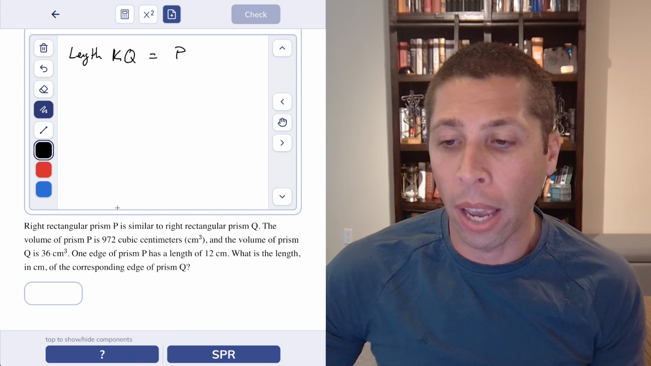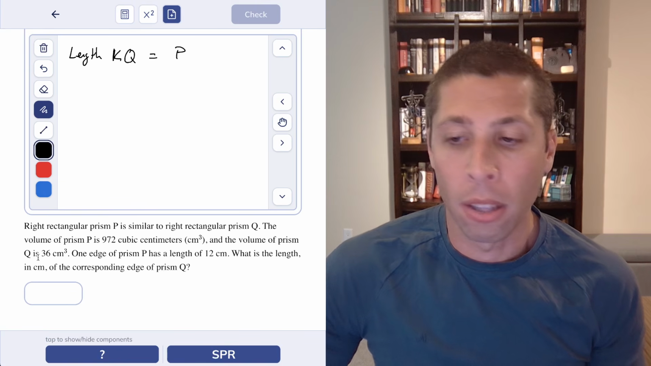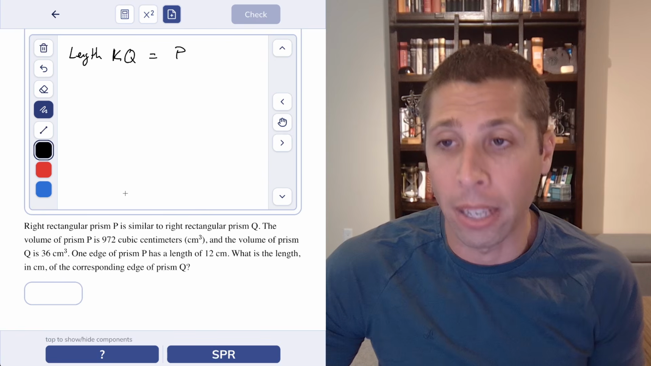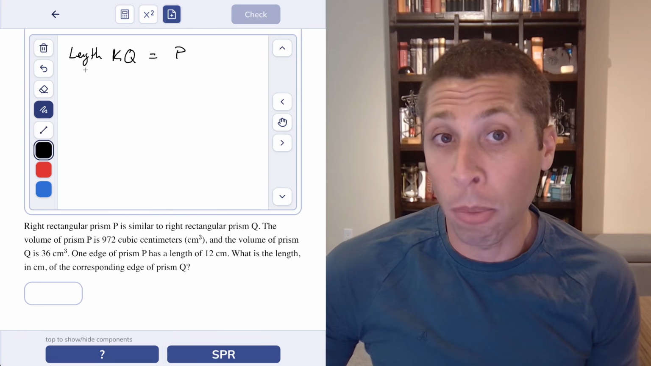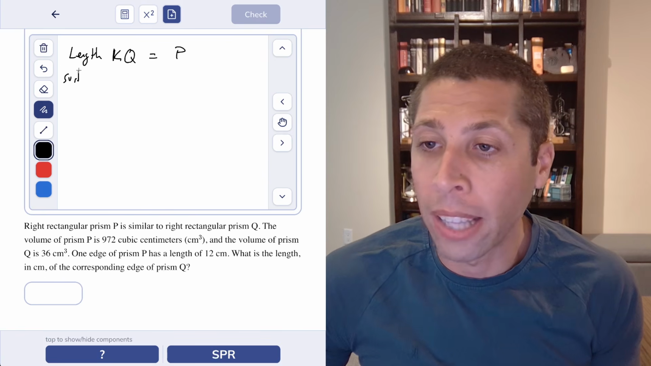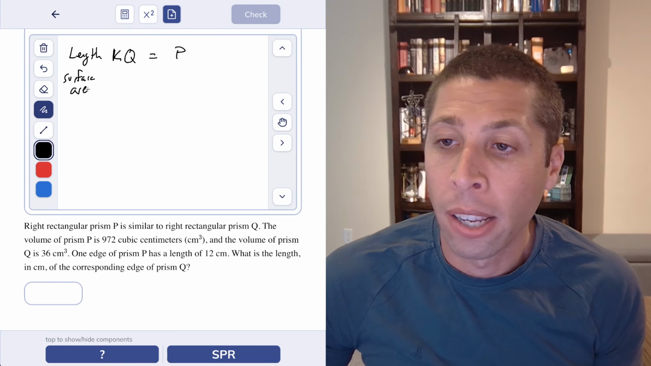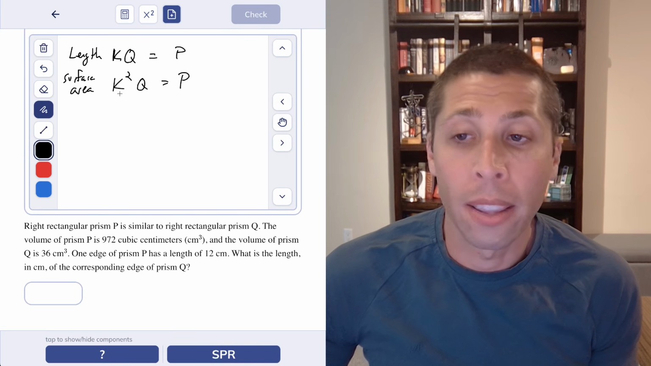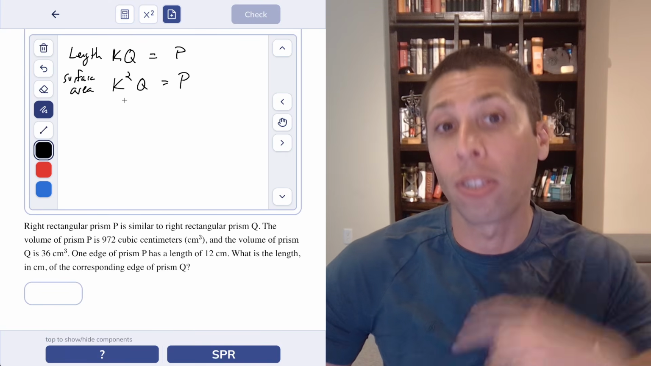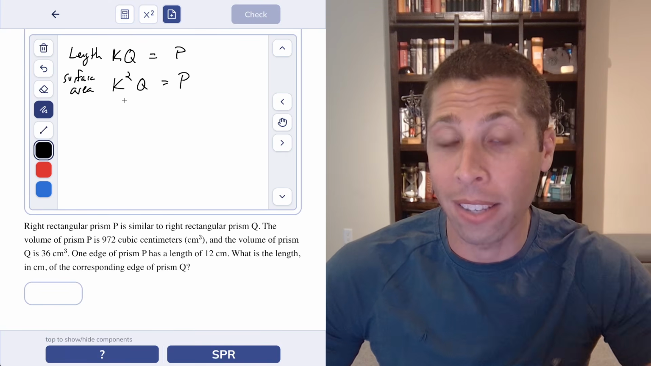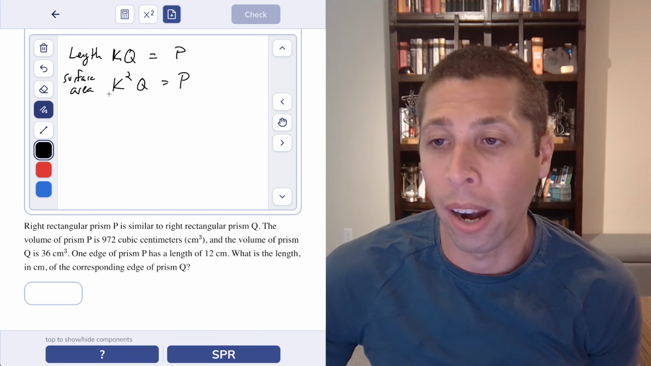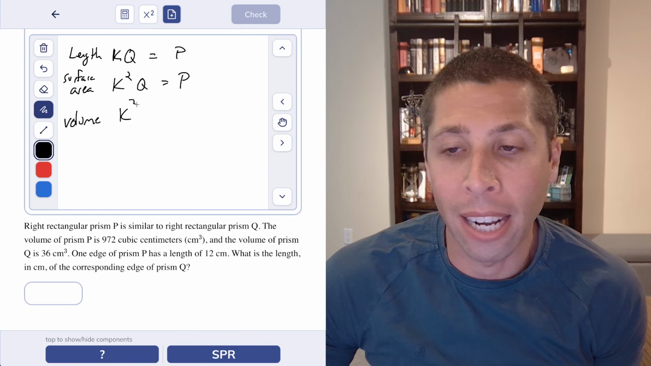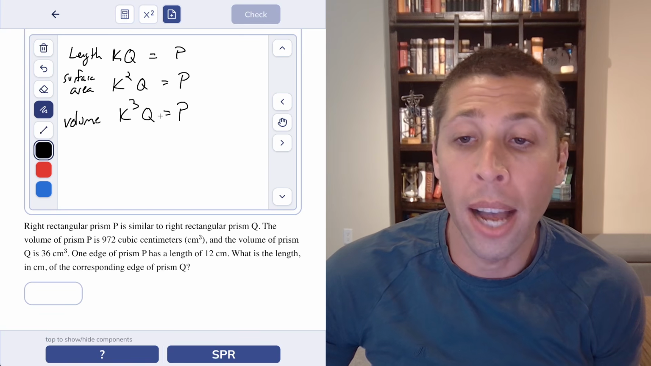So you might be thinking, okay, well, it says P is 972 and 36 is the volume of Q, so we just divide and we'll be able to figure out how many times bigger it is. No, because as we move through multiple dimensions, if we move into something like surface area, then we have to use a different version of this formula where we square the K. It's 2 dimensions, so whatever the size difference is, it's going to happen twice. It's going to square. And so when we go to volume, and you might expect it, it's going to be K to the third.